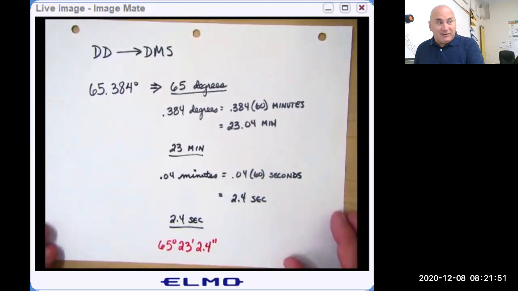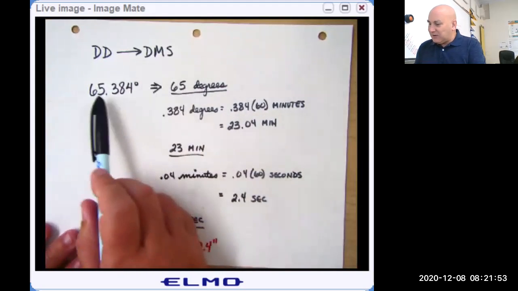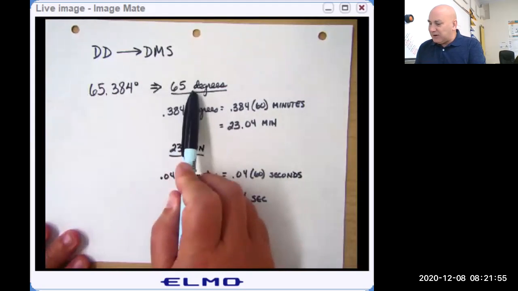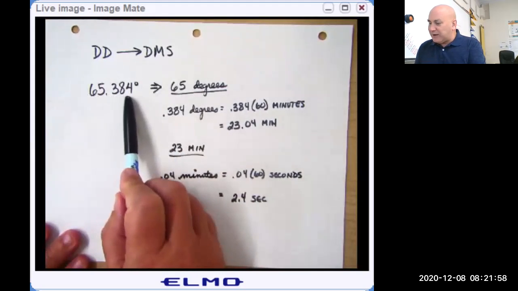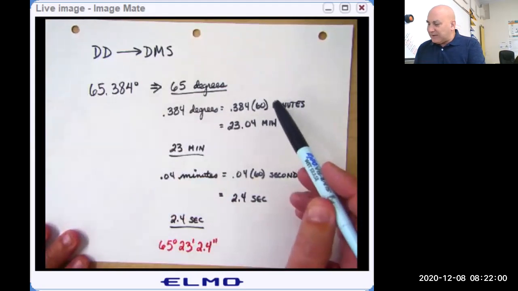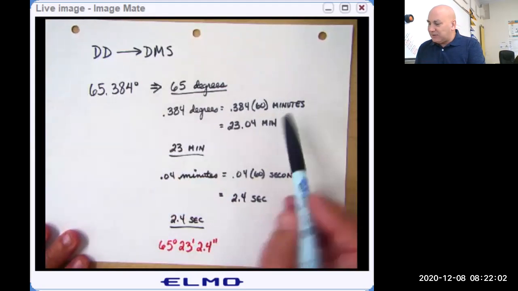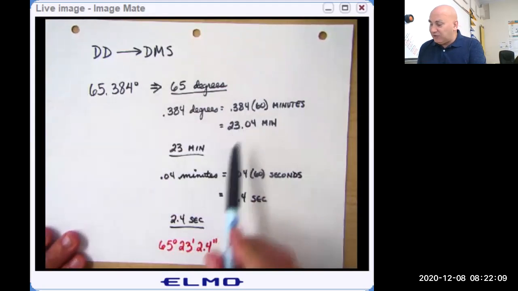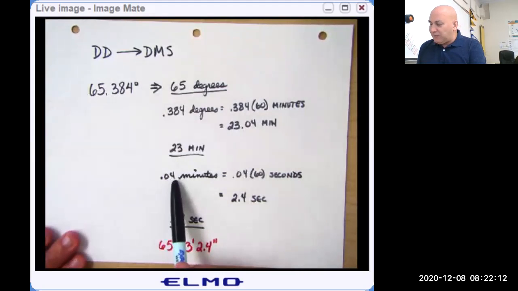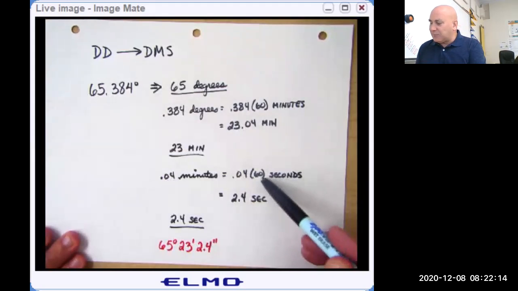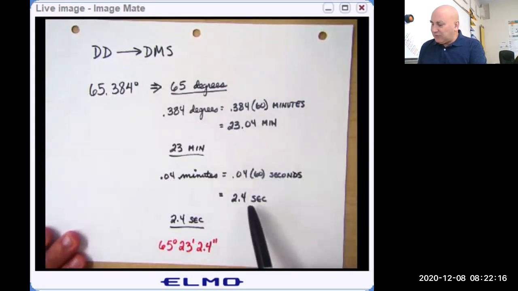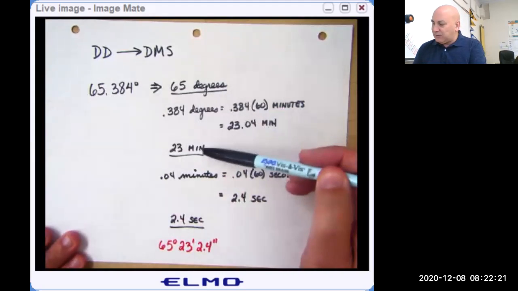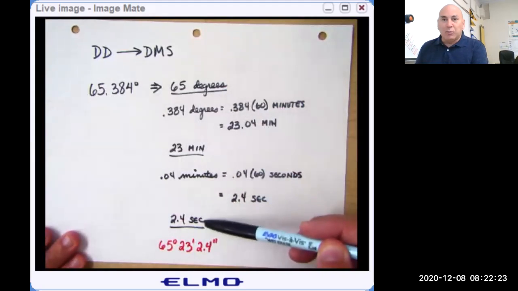Now go from decimal degrees to degrees, minutes, seconds. We know it's going to be 65 degrees, so we're left with 0.384 degrees. Multiply that by 60 to get minutes, and that gives you 23.04 minutes. You know that's going to be 23 minutes and change. So now convert that 0.04 minutes to seconds by multiplying by 60. That gives you 2.4 seconds. So we end up with 65 degrees, 23 minutes, 2.4 seconds.